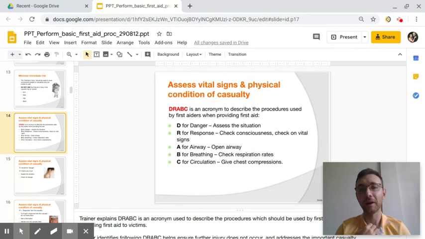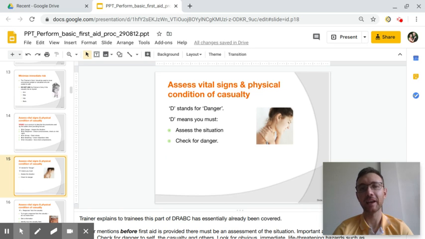R is response. We check to see if the victim is awake. A is for airway. We need to try to help them make sure they're able to breathe. B is for breathing. We're going to check and see how much they're breathing. And then C is circulation. We may have to do CPR, which is another acronym. You will learn all this stuff in the future, so don't freak out. Right now, we're just learning DRABC to help us understand the process of first aid. And then you'll learn all the really cool stuff next week and the weeks to come.